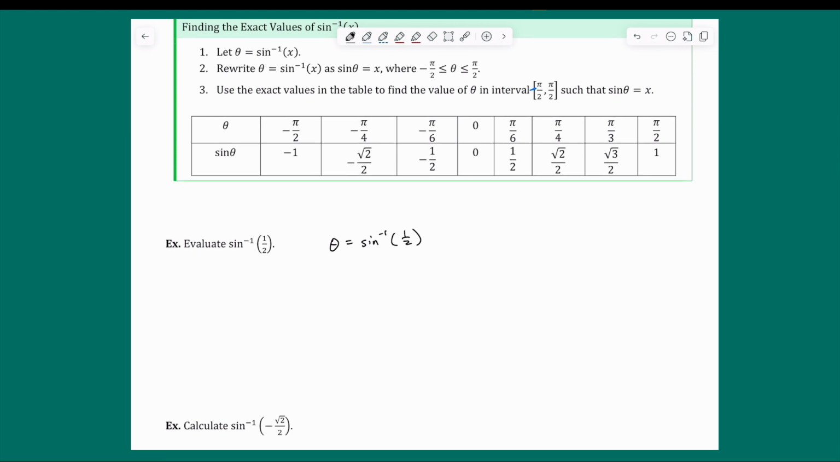So we would rewrite this as sine of theta equal to 1/2, and then use the table by first identifying where 1/2 is. We see that it's here, so that means it corresponds to the angle pi over 6. And so that means theta is equal to pi over 6, and therefore sine inverse of 1/2 is pi over 6.